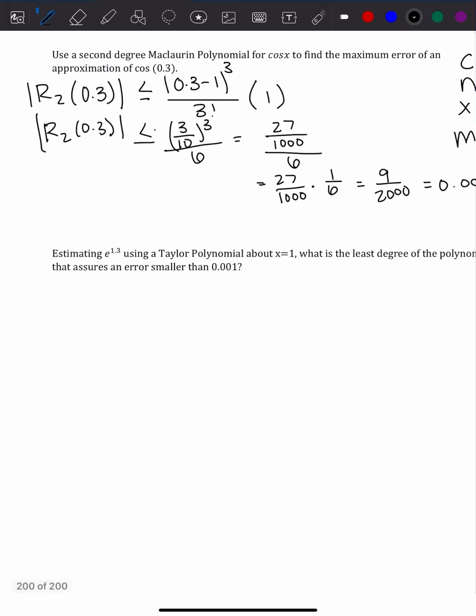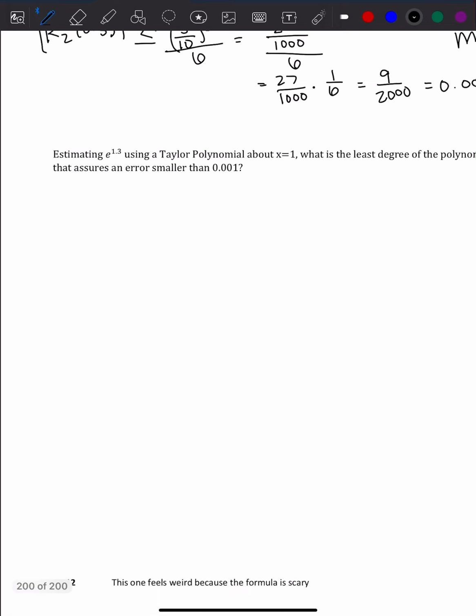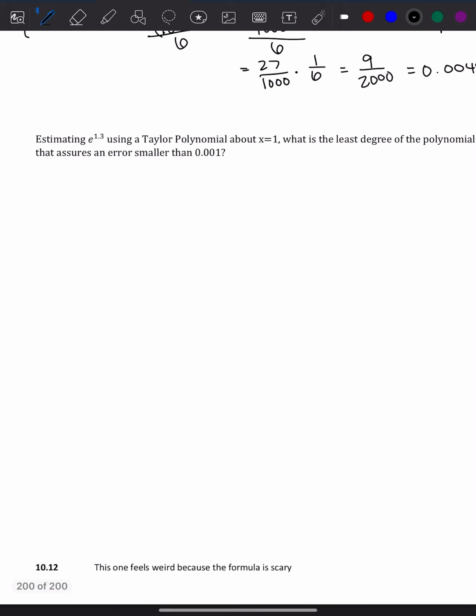So our maximum error is going to be 9/2000ths. And then this last one here: estimate e to the 1.3 power using a Taylor polynomial about x equals 1. What is the least degree of the polynomial that assures an error smaller than 0.001? So this is using what we know, but in a separate way.